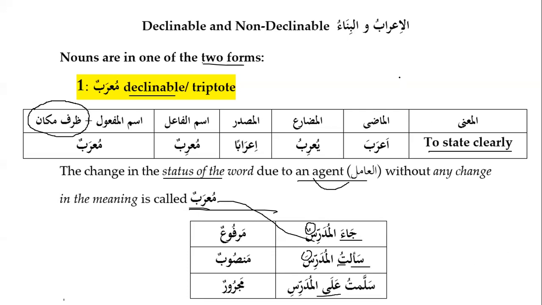Okay, so al-irab, as we can see here, it's clear now that it means to state clearly. And why do we say it is declinable? Because of being dharf makan. And we change it either to marfu or mansub or majrur. That's why it is translated as declinable. Yani it has three states in three forms. It is marfu, mansub, and majrur.